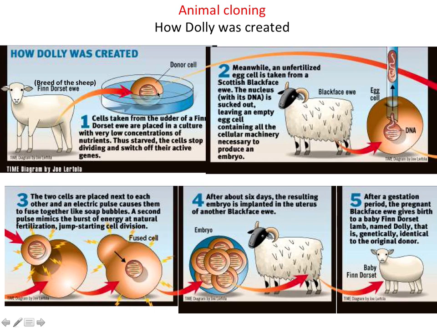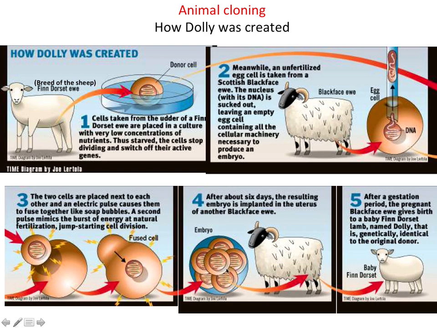They grow it in the culture media, and meanwhile they also took the egg from another sheep, a blackface sheep. So they took the udder cell from one sheep and the egg from the blackface sheep, and they removed the DNA from the egg. Here you can see the removal of DNA from the egg. In the third step, both cells, the udder cell as well as the egg cell without the DNA, were fused by an electric pulse, and it was grown in laboratory conditions.